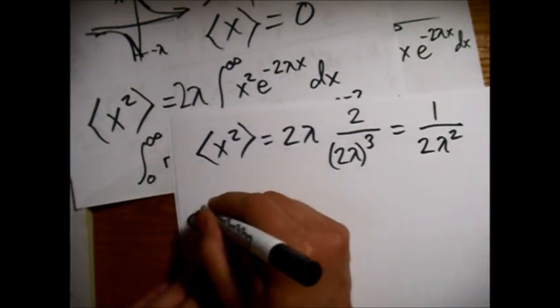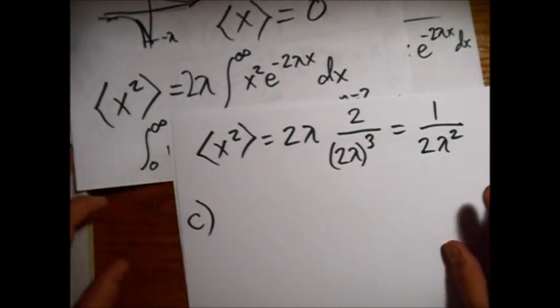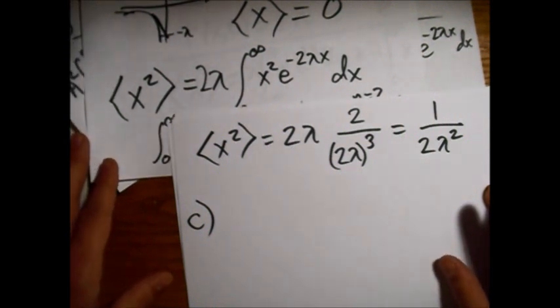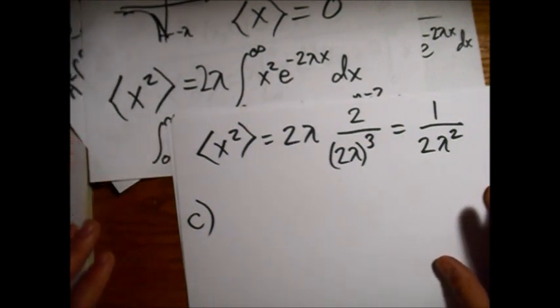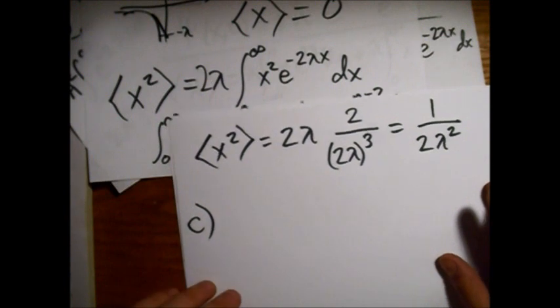So now on to part C. He says find the standard deviation of x and sketch the graph of psi squared as a function of x and mark the points to illustrate the sense in which sigma represents the spread in x, and what is the probability that the particle would be found outside this range.